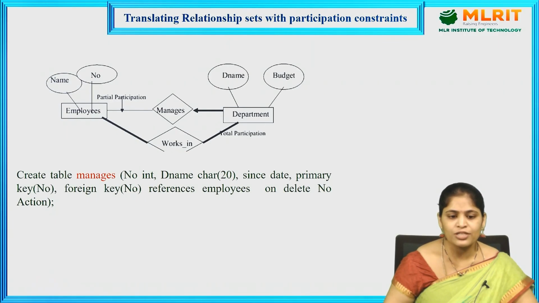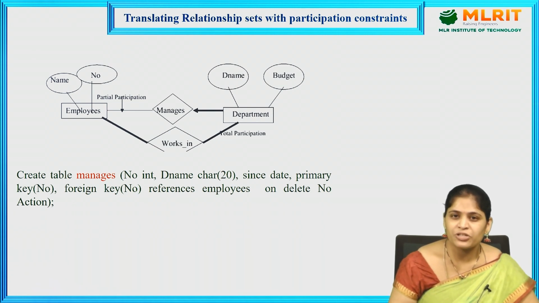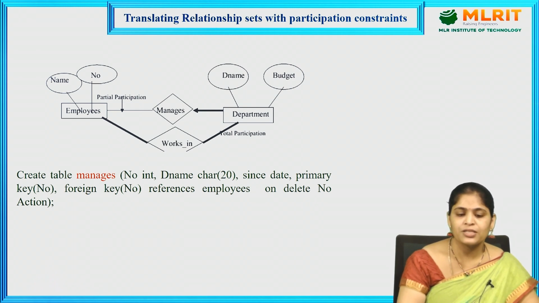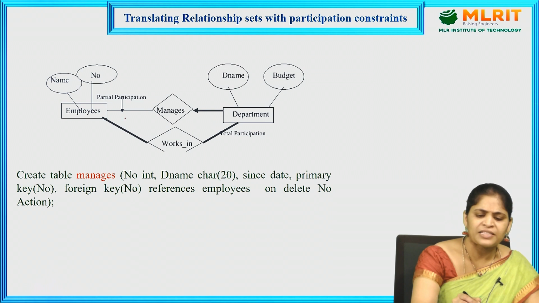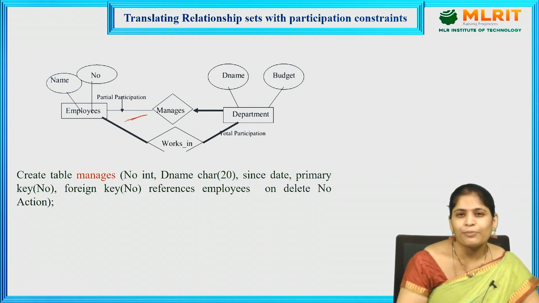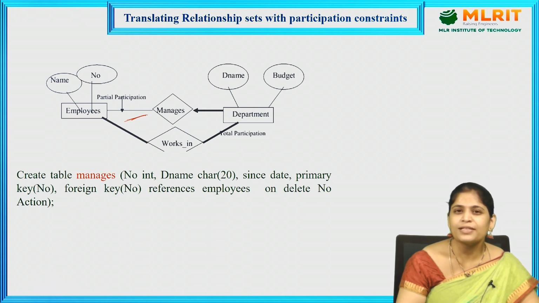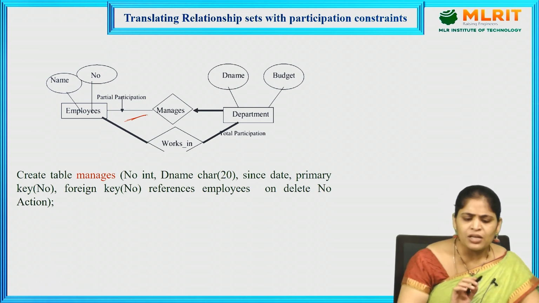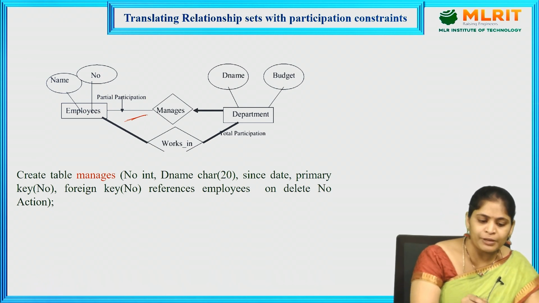The next concept is translating relationship sets with participation constraints. In the previous slide we have already discussed what total participation is and what partial participation is. Partial participation means not all the entities in employees will participate in a relation. Only some entities will participate in a particular relation. That is what we call partial participation. So let us create a table for this one.